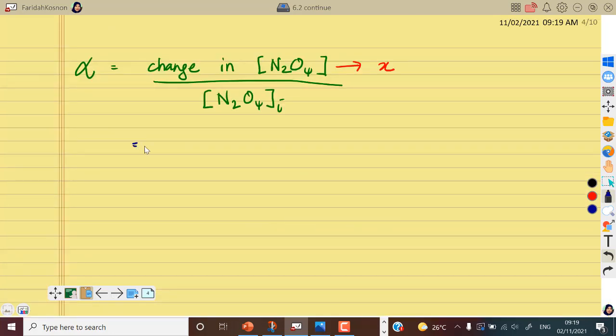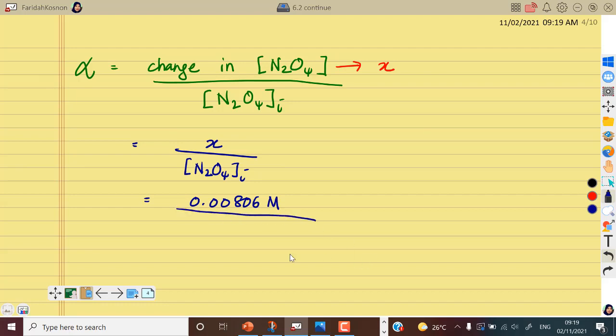Alright, so now continue. Substitute the values here. Ataupun saya boleh tulis macam ni. X divide by initial concentration of N2O4. Right? And then substitute the value where X is 0.00806 molar yang tadi kita dah kira, divide by initial concentration dia adalah 0.0645 molar. Jadi you nampak kat sini degree of dissociation or alpha tak ada unit lah sebab dia fraction. So tekan calculator, make sure you kira dengan betul. Supposed to be you will get around 0.125.